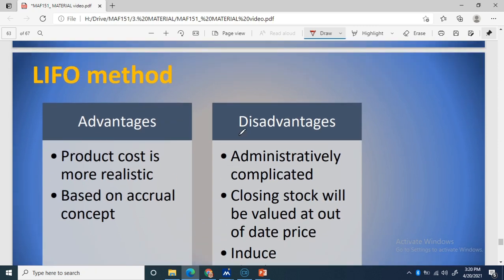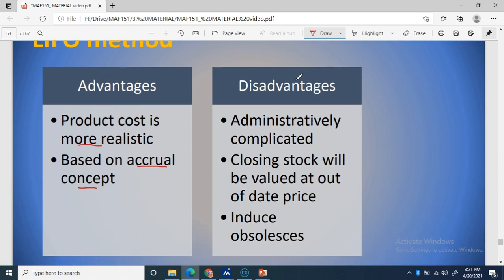Advantages of last in, first out: profit is more realistic, because you issue at the current market value, based on the accrual concept. But the disadvantages: it is administratively complicated, you have to monitor the different prices of stock. Closing stock will be valued at an out of date price because you take the first price coming in, as this is the balance in the store. The latest price is issued to production.